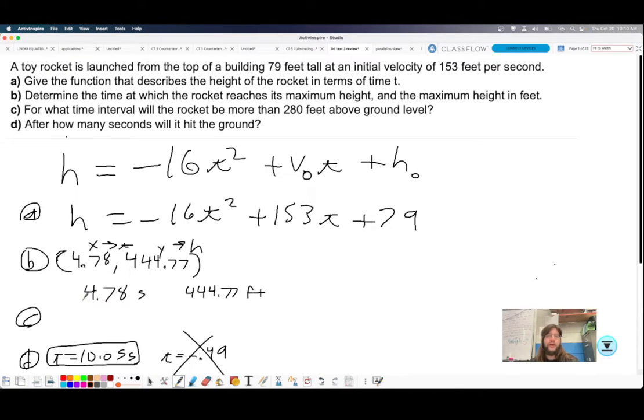It's 280 feet above the ground, so we say 280 is our height. Equals negative 16t squared plus 153t plus 79. Make it equal 0. So I'm just going to do that in my calculator. I think it's the same equation equals 280. It's the exact same thing here, except we set it equal to 280.